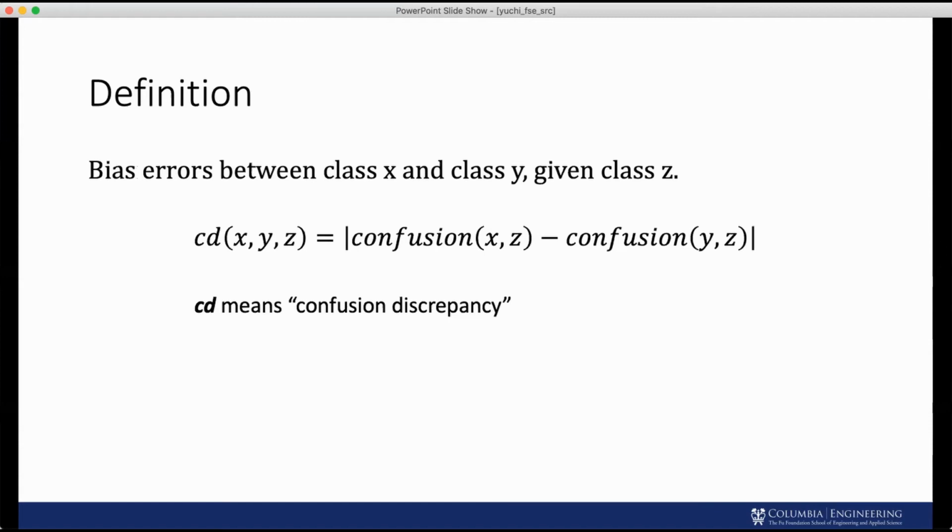We define the bias error as confusion discrepancy among a triple X, Y, and Z. Given class Z in the image, the difference between XZ confusion and YZ confusion is the bias between X and Y given Z. This indicates how biased between X and Y a model is given Z.